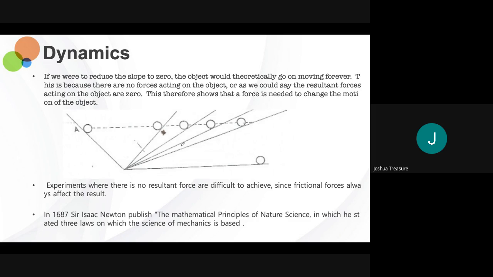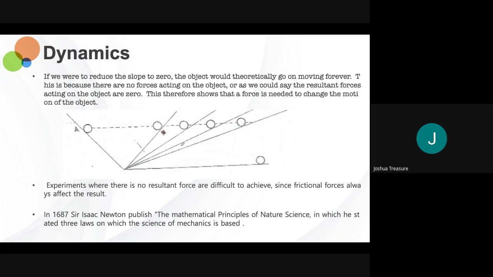Remember, the trajectory or the plane is frictionless. So we will say that the resultant forces on the object will be zero. So this therefore shows that the force is needed to change the motion of an object.